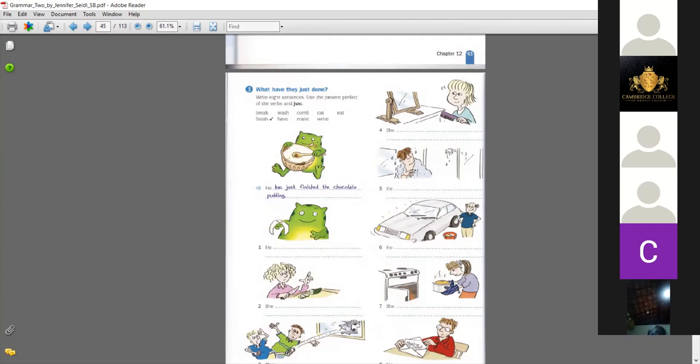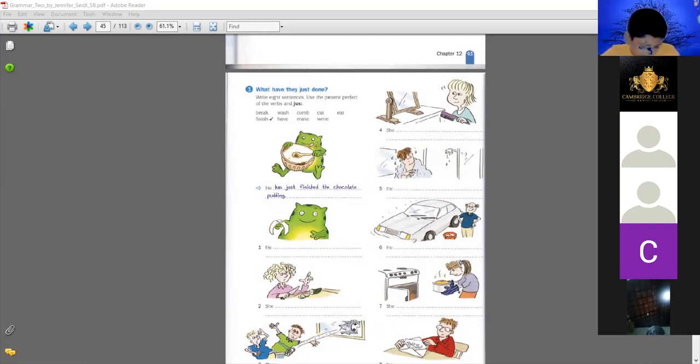Teacher has finished writing. Yes, what are the answers for that? He has just finished the banana. No, he has just finished eating the banana. He has just eaten a banana. Plus, past participle is eaten. A banana. Next.